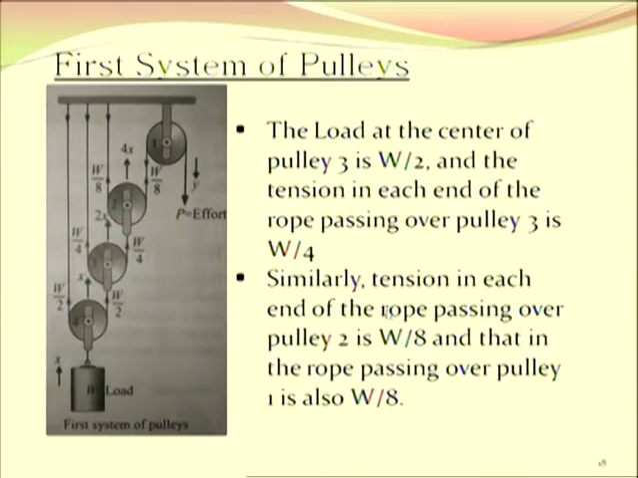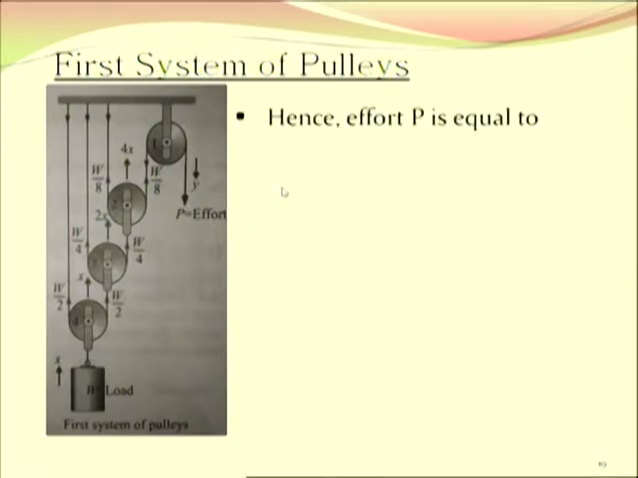Similarly, the tension in each end of the rope passing over pulley 2 is W by 8, and that in the rope passing over pulley 1 is also W by 8. So W by 4 load is acting on a second pulley, which is further divided into 2 tension ropes, hence it is W by 8 and W by 8. Hence effort P is equal to W by 8.